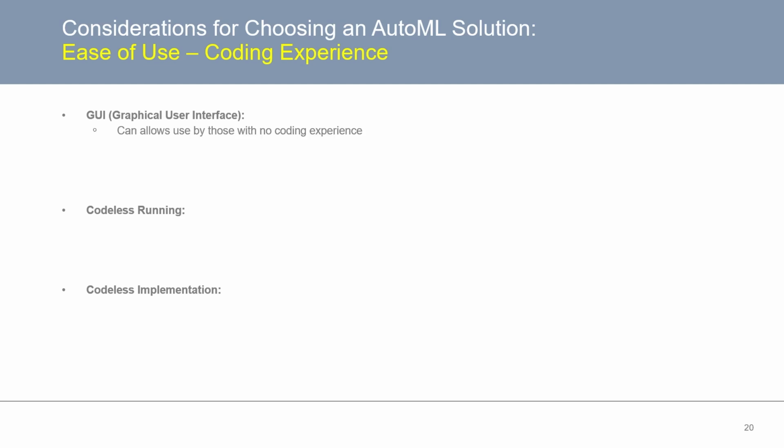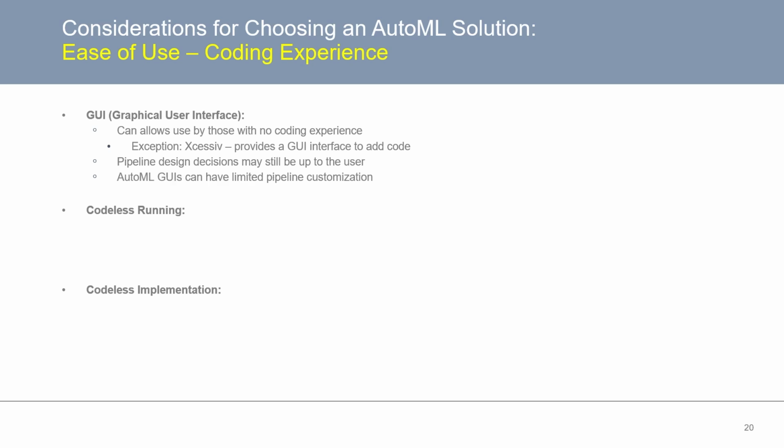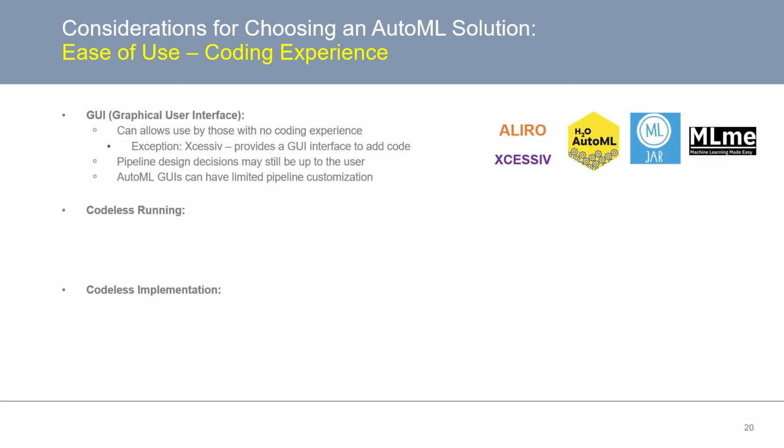First, a graphical user interface, or GUI, has the ability to allow use of the AutoML by those with no coding experience. An exception to this is the Excessive AutoML, which does provide a GUI interface, but only as a vehicle for a user to more easily code the pipeline implementation. Of note, even when a GUI is available, pipeline design decisions may still be in the hands of the user, which can be a good or bad thing based on your experience level. In general, AutoML GUIs can offer potentially limited pipeline customization. AutoMLs that currently include a GUI option include Aliro, Excessive, H2O AutoML, MLJAR, and MLme.